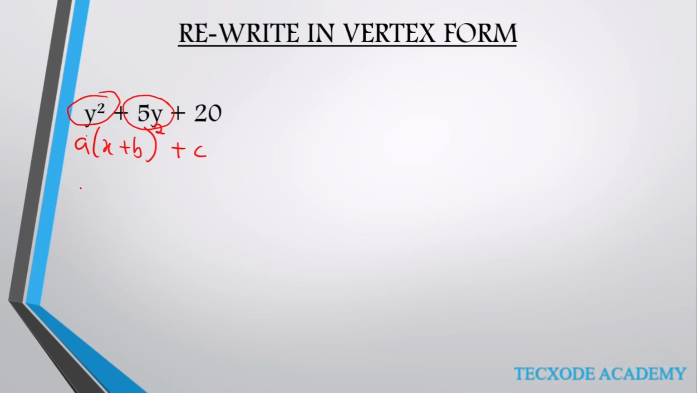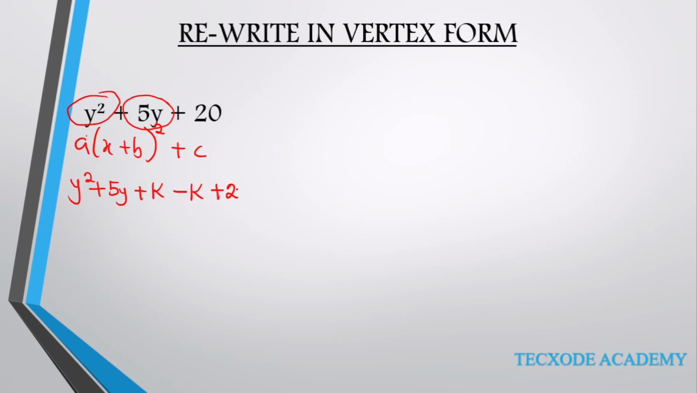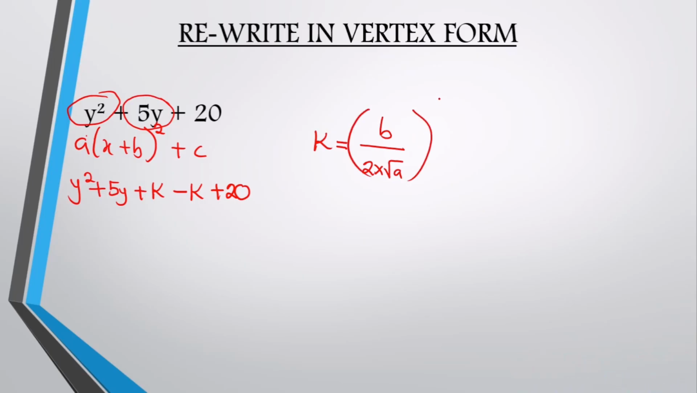So recall that what we always do is to rewrite the expression like this: y squared plus 5y plus k minus k plus 20. Yeah, plus 20. So how do we get k? We always use the equation: b over 2 times the square root of a, all raised to the power of 2. Now that's how we get k.